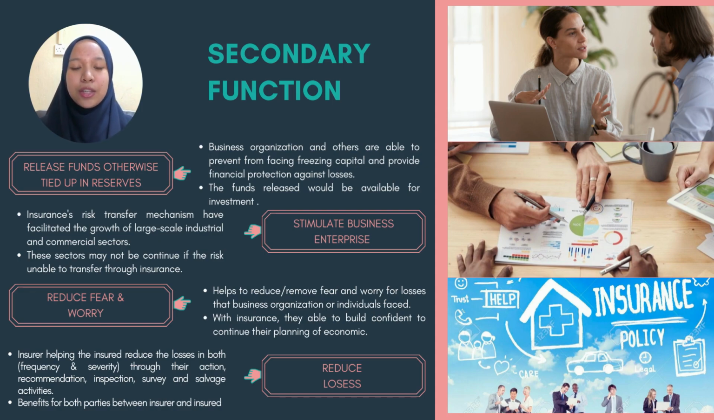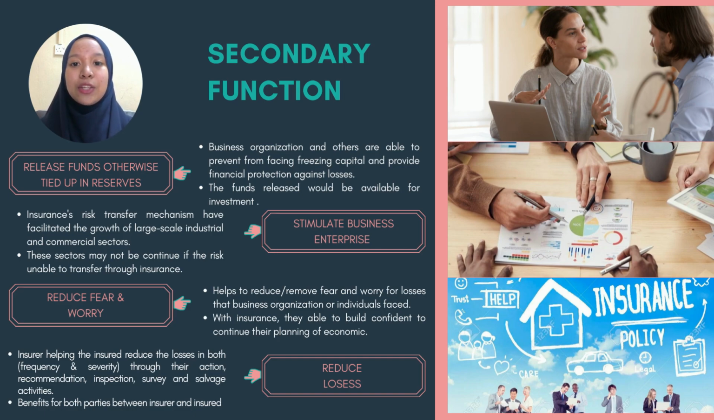So now let me continue the presentation by explaining another 4 secondary functions of insurance. Firstly is releasing funds otherwise tied up in reserve. That means by having insurance, business organizations or individuals are able to prevent freezing capital because they purchase insurance and pay the premium to the insurer, so the insurer can provide financial protection against losses. So next is stimulate business enterprise. Insurance is a risk transfer mechanism, so it facilitates the growth of large-scale industrial and commercial sectors. Also, these sectors might not continue if the risk is unable to be transferred through insurance.